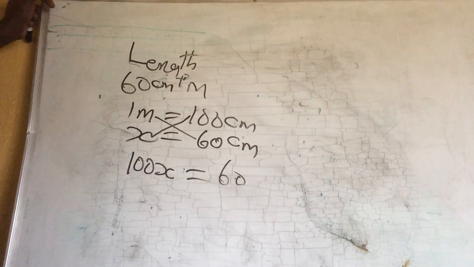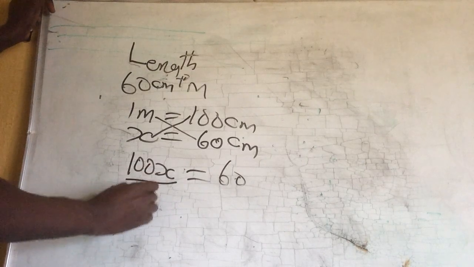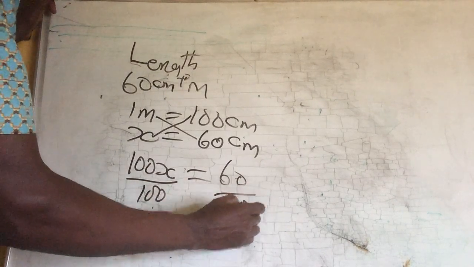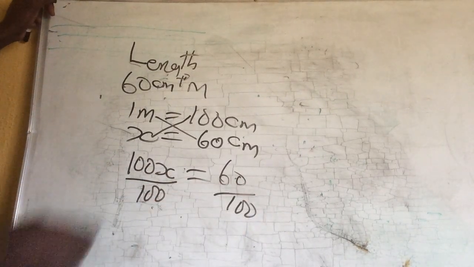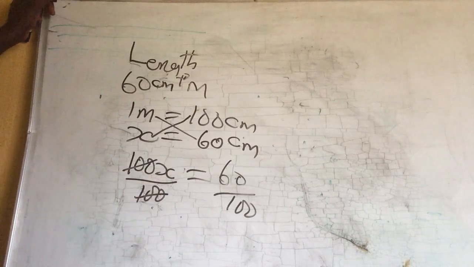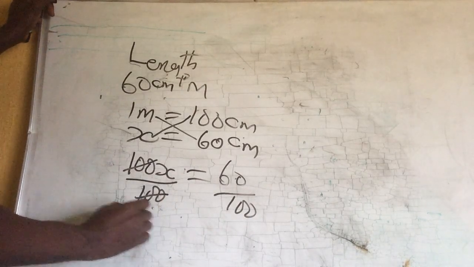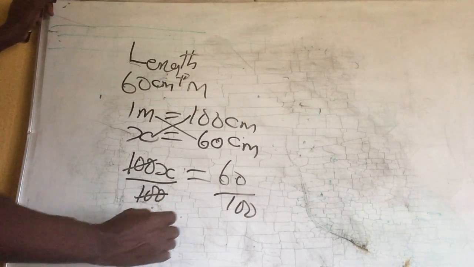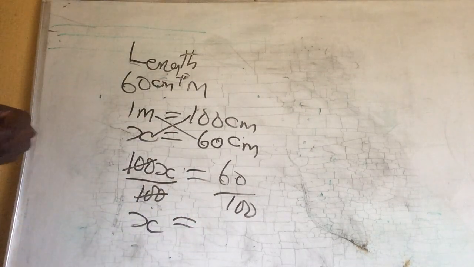Since it is with 100, I will say divide both sides by 100. Divide both sides by 100, which is 100 cancels 100. What is remaining here is only x. So x now, you use your calculator and say 60 divided by 100. What will it give you?